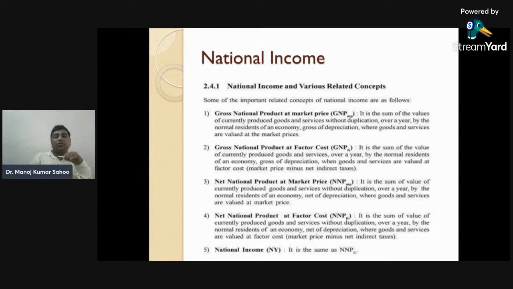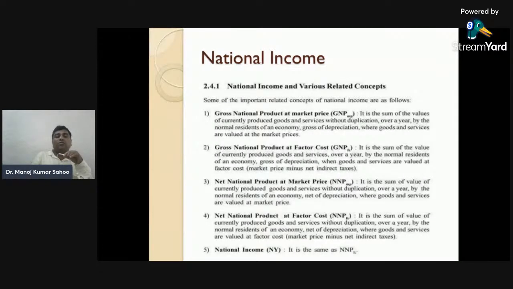GDP also has a formula. Again, we can talk about the GDP concept. The formula for GDP is C plus I plus G plus X minus M. Here it is not mentioned, but note down that GDP means gross domestic product. The formula for calculation of GDP is C plus I plus G plus X minus M.